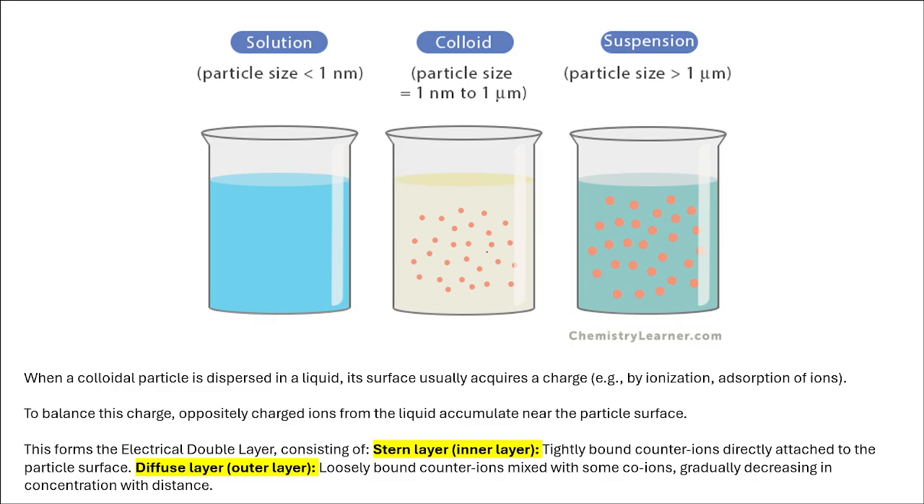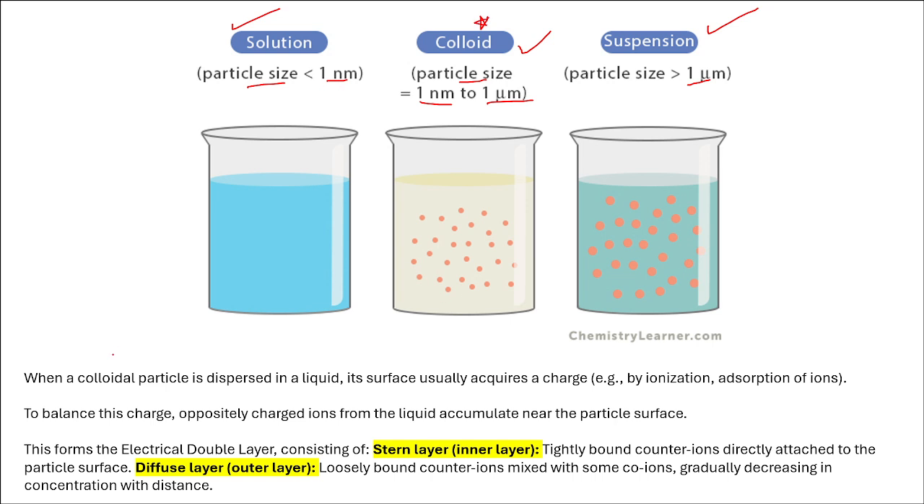Now, let us understand this very simple basic concept. Whenever the particle size is less than 1 nanometer, we call it a solution. Whenever the particle size is greater than 1 micrometer, we call it a suspension. And whenever the particle size in an aqueous sample is between 1 nanometer and 1 micrometer, we call it colloids. Now, do remember this size range. This is how it looks.